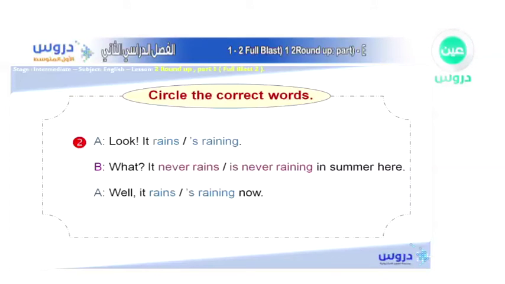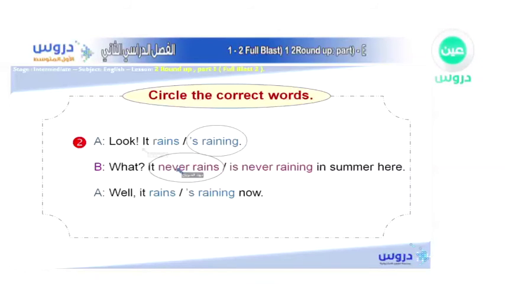On the next one over here, it says, look, it is... And then do we say rain or raining? That's right, we say it is raining. And then what? It never rains or is never raining in summer here. What do we say? It never rains, because we are speaking about every summer ever. In that case, we use it never rains.